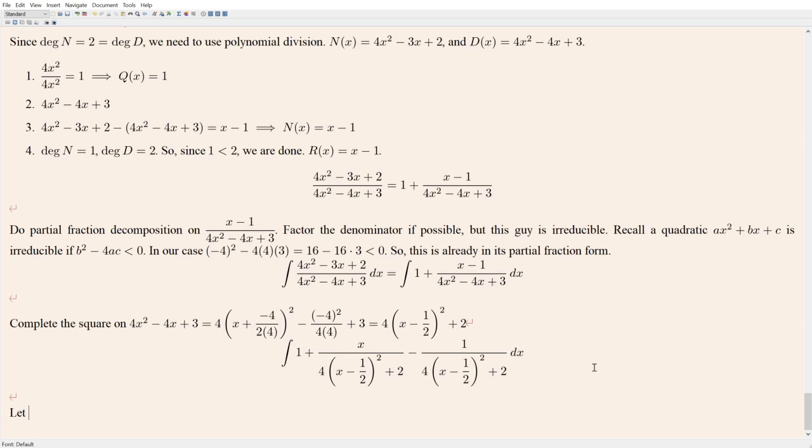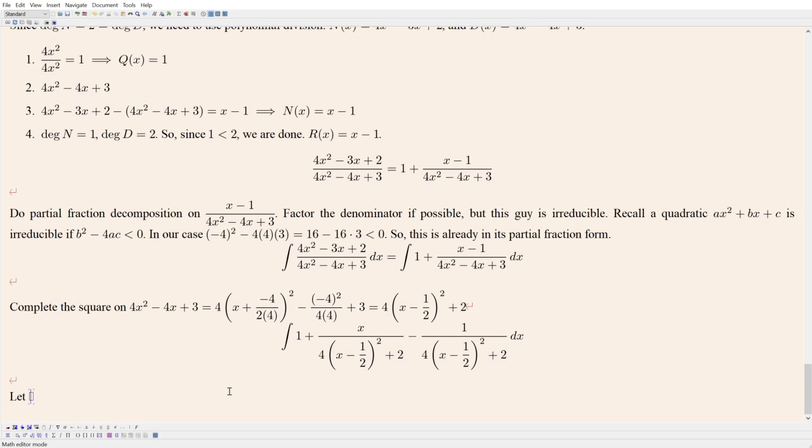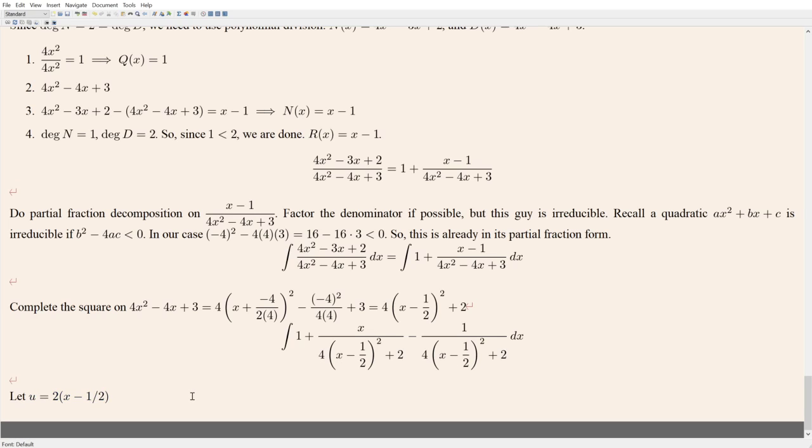Let's replace this x minus 1/2 with its own variable. And, in fact, let's do more than that, because 4, this is 2 squared. So let's include that as well. So let's let u equal 2 times x minus 1/2. Right? Because then this bit here is going to be u squared. This bit here is going to be u squared. So that'll make things a lot nicer.